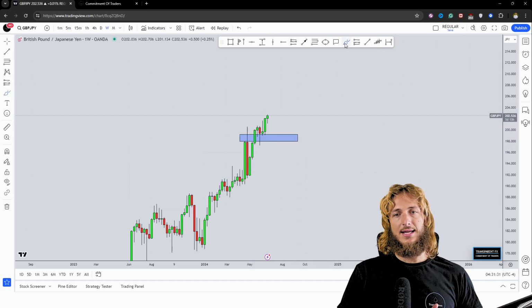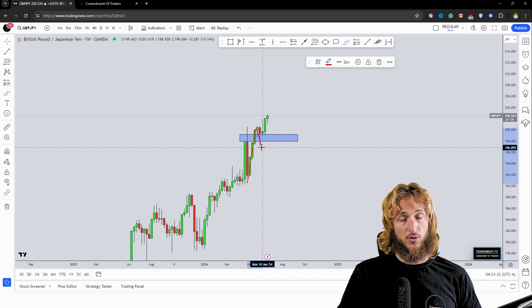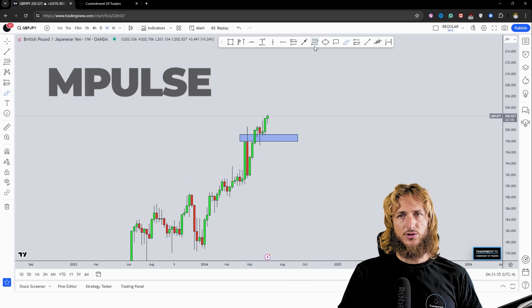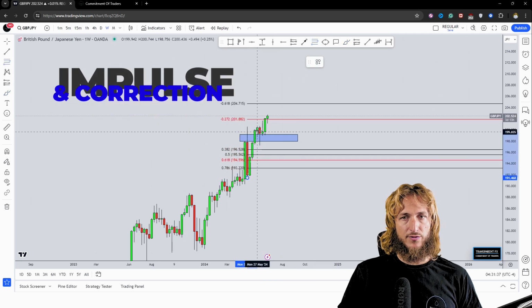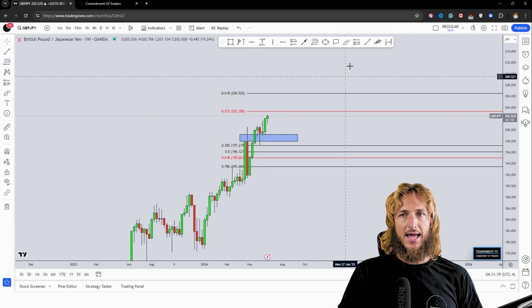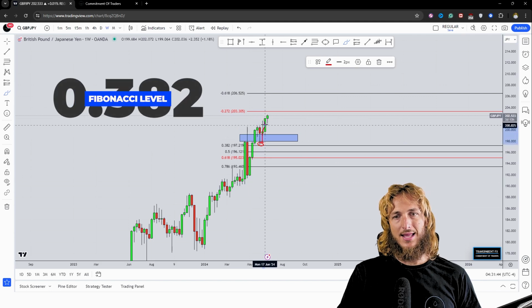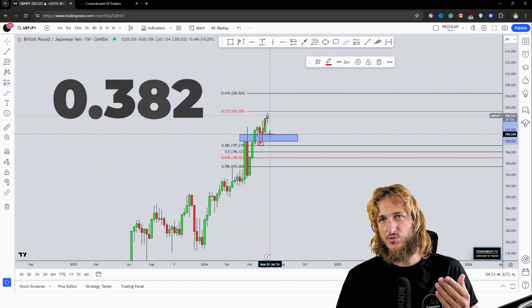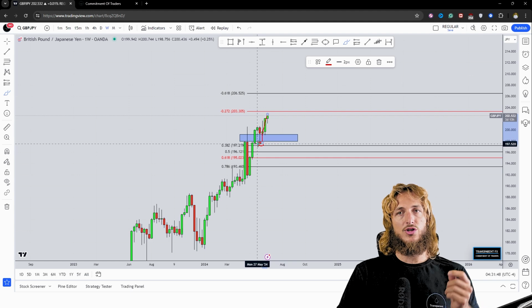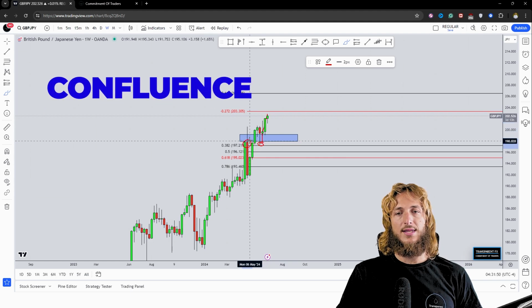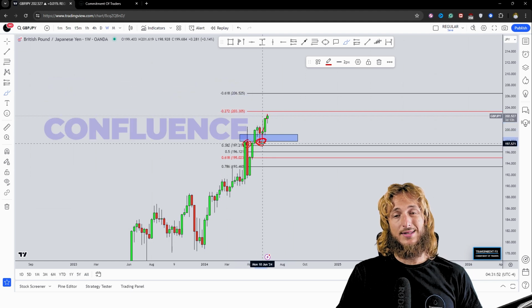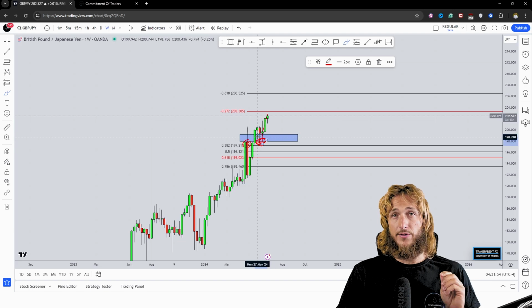We can also notice that since we have an impulse and a correction, if we want to measure this correction, we have to take our Fibonacci from the low to the high of the impulse leg, and this shows us how we had a perfect correction to the 0.382 Fibonacci, and then immediately the market rejected it to the upside because this Fibonacci was also in confluence with the previous resistance turned support, therefore creating confluence of support.